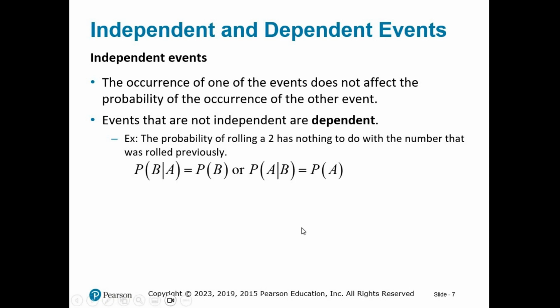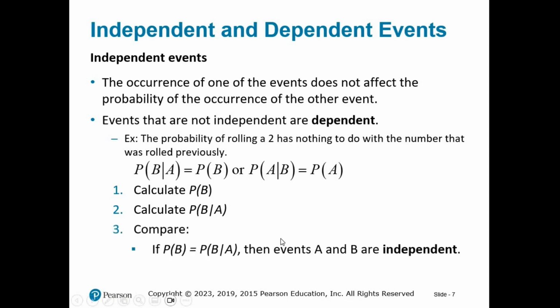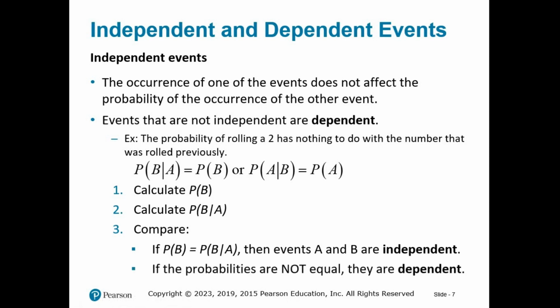Let's break this down even further. If we calculate the probability of B, then we calculate the probability of that happening given something else has already occurred. Then we compare those two probabilities, and if the two probabilities are equal, the two events are independent. And if the two probabilities are not equal, the two events are dependent.